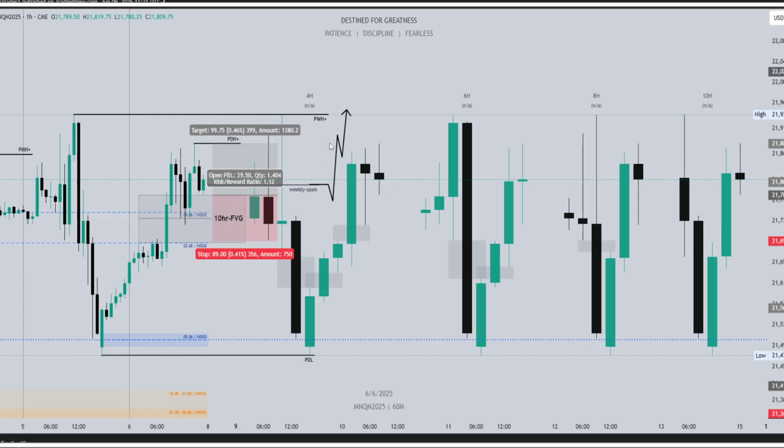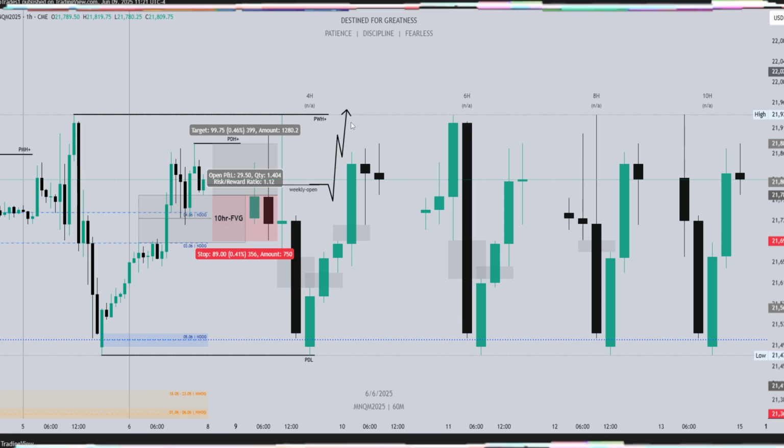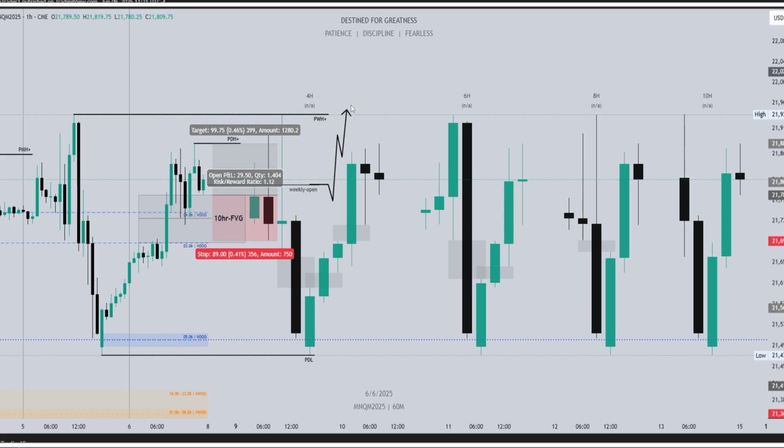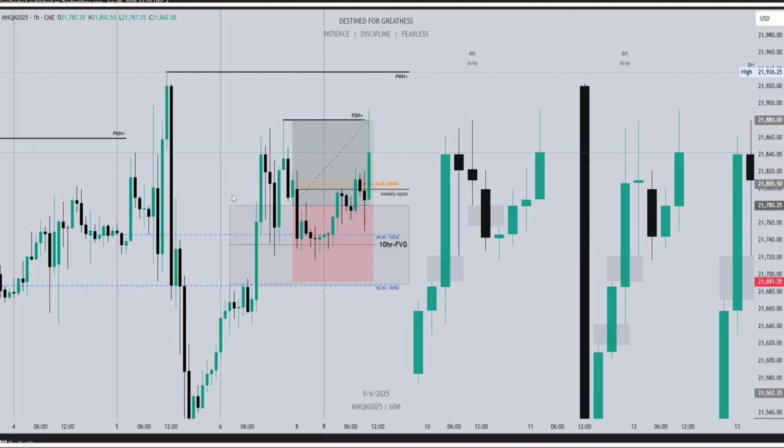And so there is this illustration where I drew an open, low, high, and you can see that in the illustration we're targeting the previous day high, and we're drawing just means we're going towards the weekly high. And so once price dips back into this 10-hour fair value gap, I take my entry, and this is pretty much what it looked like.